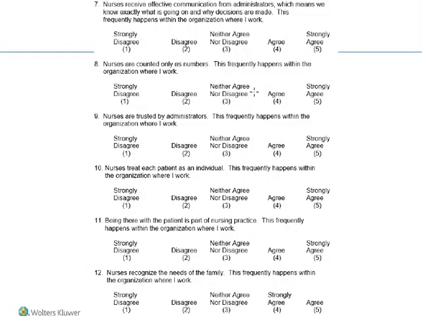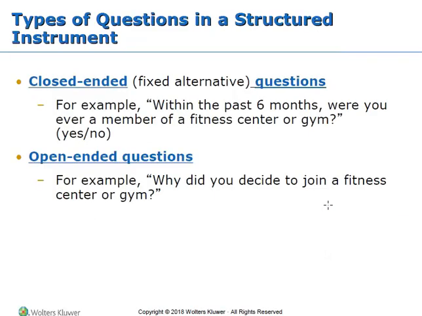This is another example. This is from a bureaucratic caring survey. So for example, number 10. Nurses treat each patient as an individual. This frequently happens within the organization where I work. So the nurse would state whether he or she strongly disagreed or agreed or somewhere in between, and I would enter the corresponding number into my data spreadsheet. So for structured instruments, I have a couple of options.